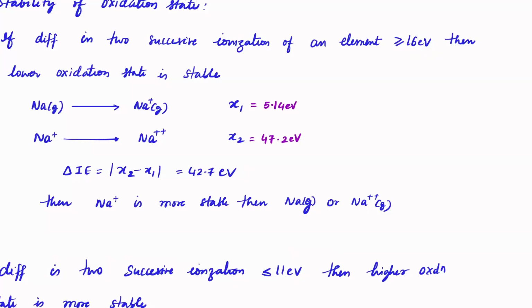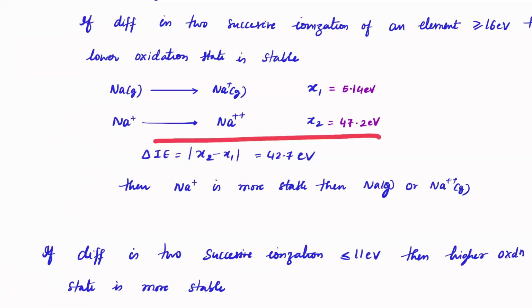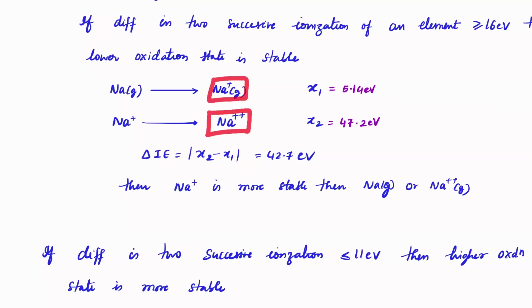If the second ionization is so high, which suggests that after first ionization, getting this plus charge is very, very difficult. So now you tell me which one is more stable. Obviously, we can say Na+ is more stable as compared to Na2+. Is this point clear?